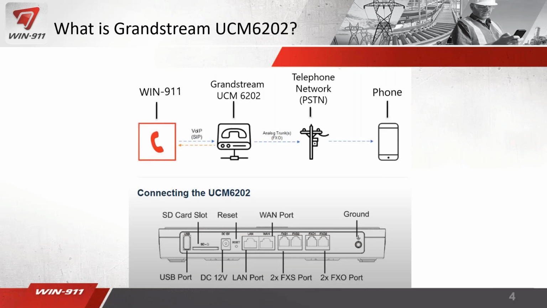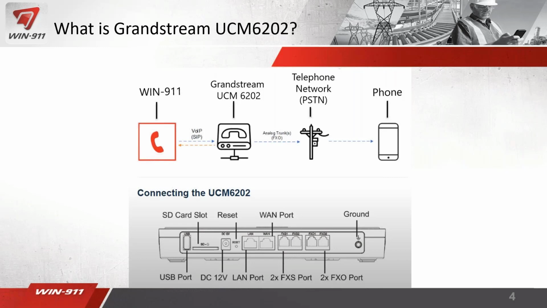If you have long distance or not, all that is dependent on your provider's analog phone line that you guys have in your environment. And then again, from Win911 talking to this Grandstream device, it can be anywhere on the network. It's a voice over IP SIP connection. We hand that off to it, and then the Grandstream config transfers that call over to the analog trunk.